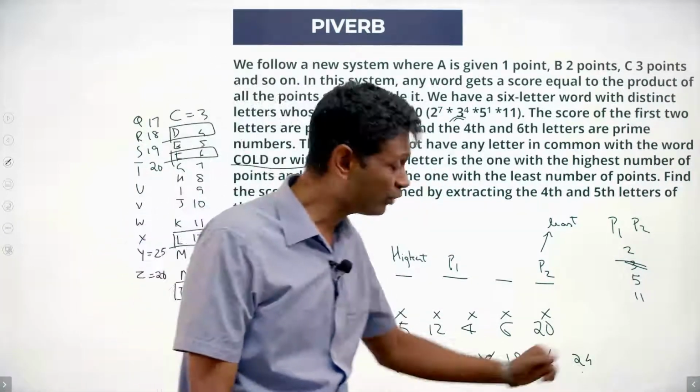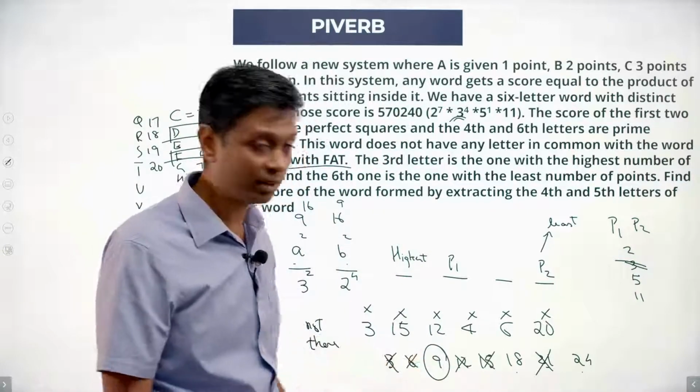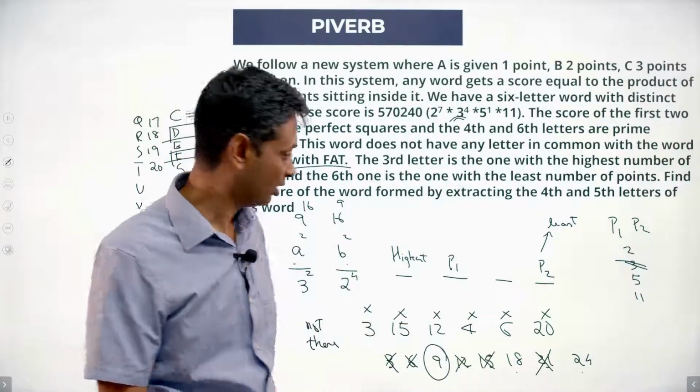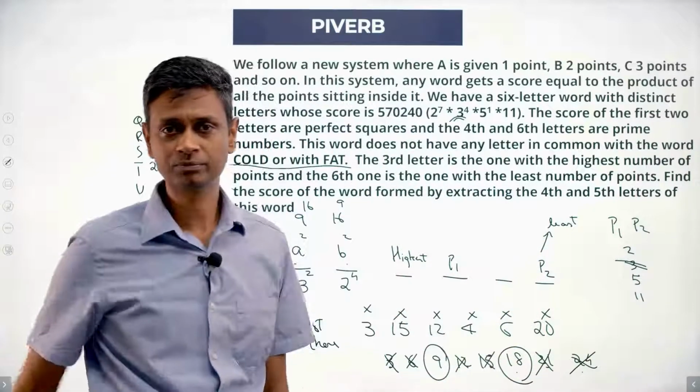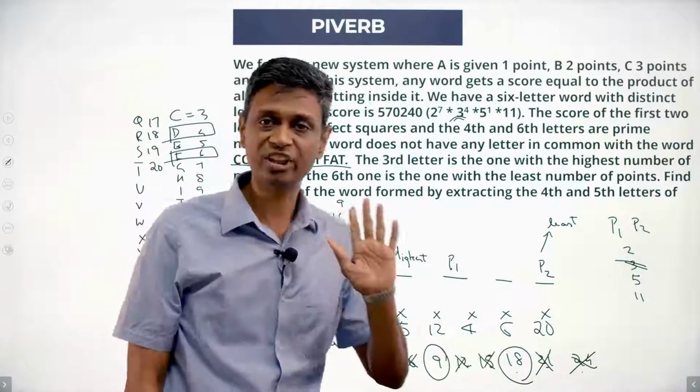If only 24 is there, that's only one 3. We need 2 more 3s. 3 squares have been accommodated for, but we need 2 more 3s because 3 power 4 is sitting in the number. So 24 cannot be there. 18 has to be there. Brilliant. Now I know 9, 16 and 18 are sitting inside.